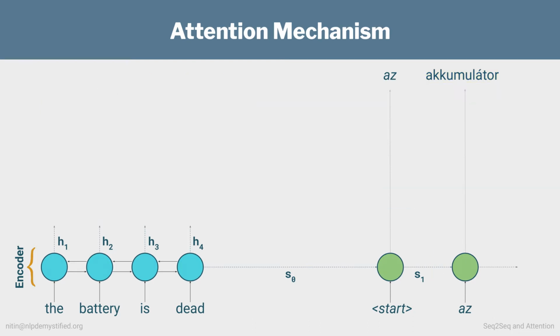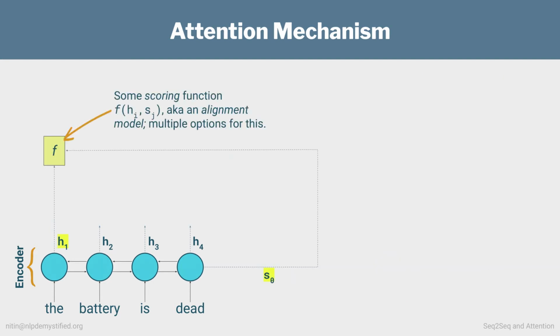That's the second decoder time step, and it keeps going from there until an end token is generated. Okay, so that's the flow. Let's get into some math to get a feel for why this even works at all. First, the scoring function or alignment model. There are multiple options for this.